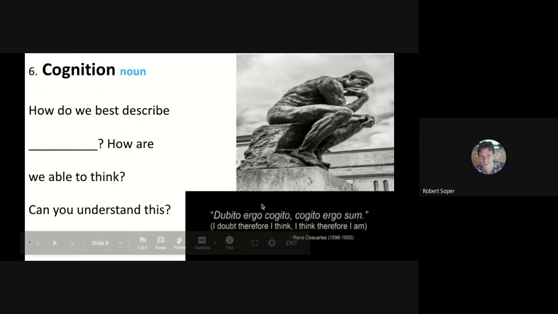And here is a famous quote related to cognition. I doubt, therefore I think, therefore I am. A famous quote by René Descartes.